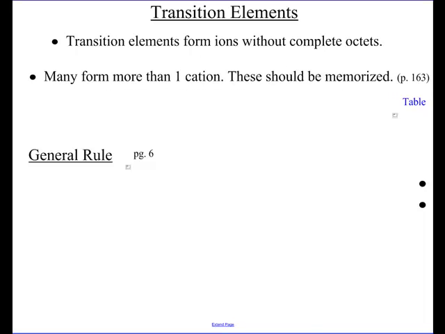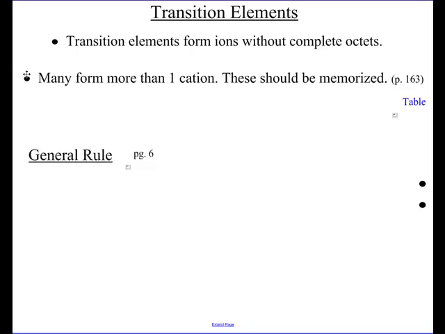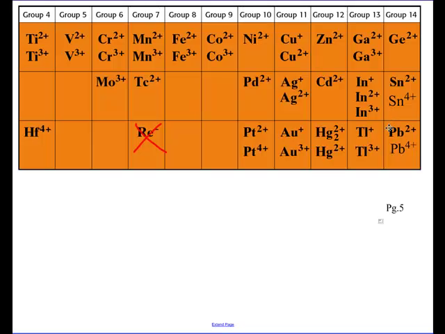All right? And then here's the other thing that makes it even more challenging. Many form more than one cation. Okay? And I'll show you a picture that demonstrates this. Look at this thing. Look at all the different ions that some of these transition metals make. Right? Here's titanium. Sometimes it's a +2, sometimes it's a +3.